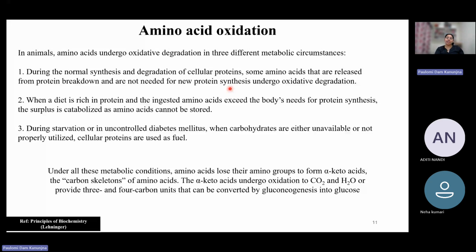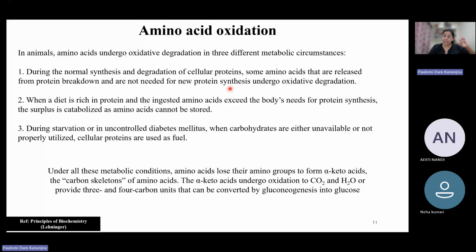It undergoes oxidative degradation. That's one. What else do you see? So if you are eating something which is rich in protein, and the amino acids ingested are high, the requirement has been met, and still there is excess remaining, then the surplus is catabolized, as amino acids cannot be stored. So amino acids are not stored. Fatty acids can be stored. We will see. We know glucose can be stored, but amino acids cannot be stored.